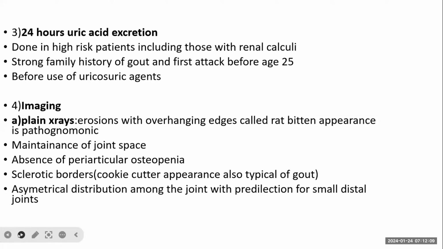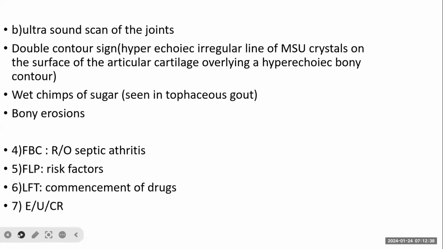Imaging is very important in the patient, although the features usually come up when the gout has been present for at least 1 year or more. So pathognomonic features in plain X-ray include maintenance of joint space, absence of periarticular osteopenia, sclerotic borders, which we call the cookie cutter appearance, and then you also have asymmetrical distribution among the joints with predilection for small distal joints, and above all, the overhanging edges, which is also called the rat-bite appearance, that is pathognomonic of gout.